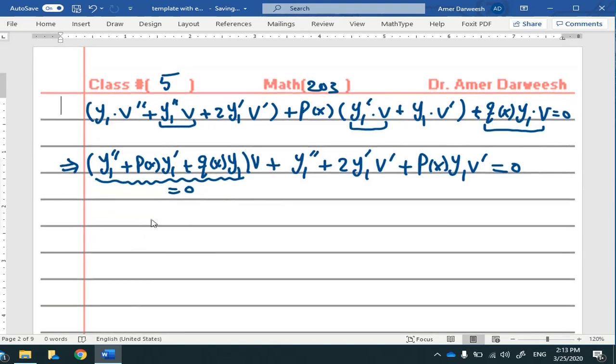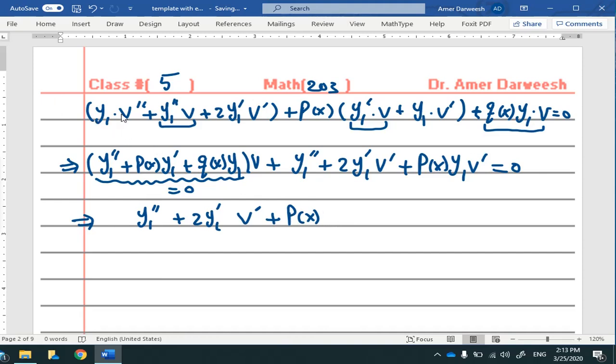So now we reduce the equation to the following form: y1 times v double prime plus 2 y1 prime times v prime plus p(x) y1 times v prime equals 0, where y1 and 2 y1 prime are given functions.